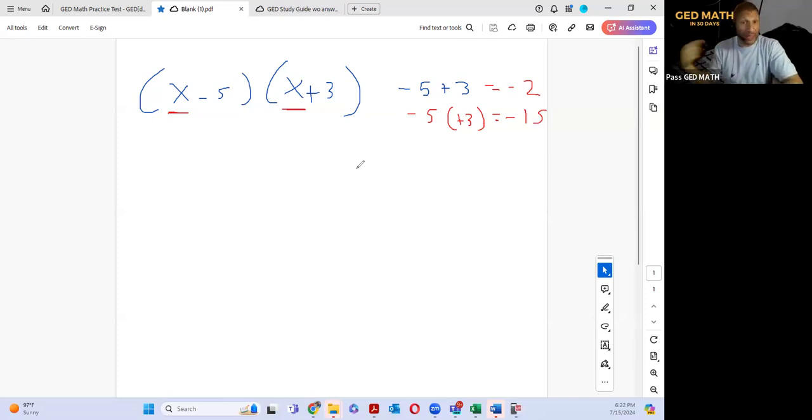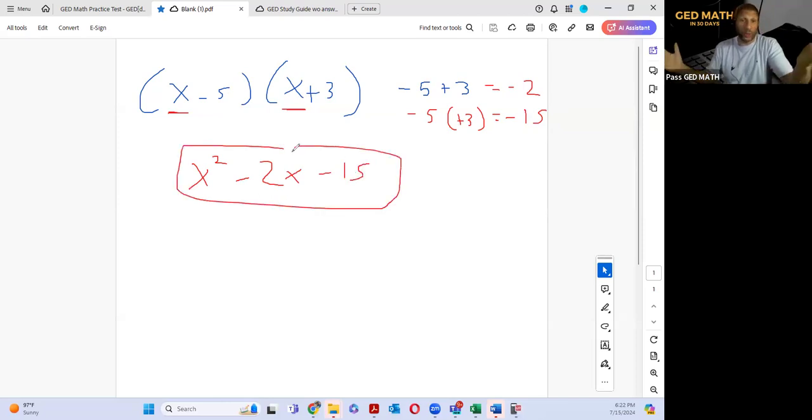And if you can't do that quickly, then you should go back to signed numbers, combining signed numbers and multiplying and dividing signed numbers. But I should be able to do that quickly. Minus 5 plus 3 is minus 2. Minus 5 times 3 is a negative 15. X squared, this is going to be your middle term, your middle coefficient, minus 2x, minus 15. I'm done. I didn't do any work.